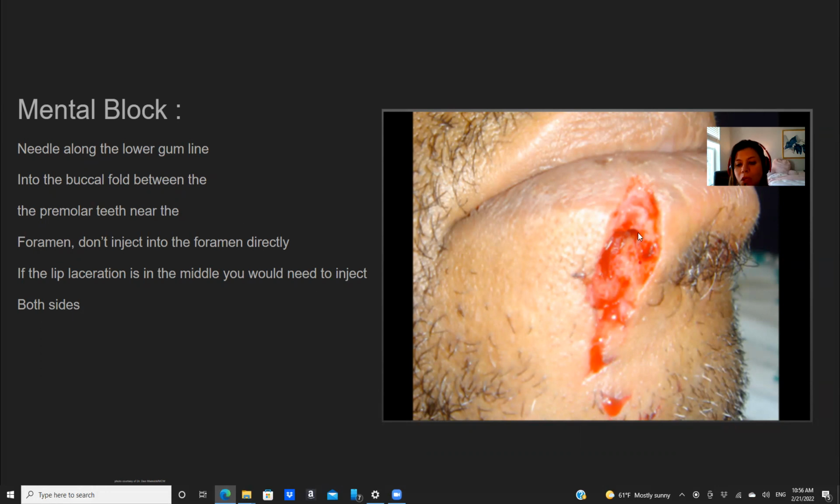And that's really useful for lower lip lacerations, like this picture right here, that is involving the vermilion border. So you would go ahead and do a mental block on this patient. If the laceration is in the middle, then you're going to have to do mental block on both sides to get the middle part. There's cross innervation, so one side won't be enough.